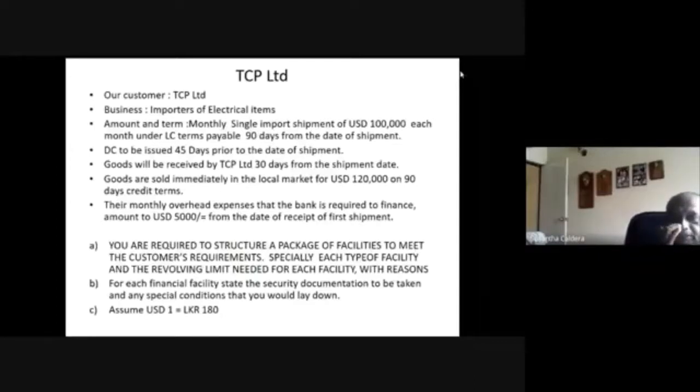Their monthly overhead expenses that the bank is required to finance amount to US dollars 5,000 from the date of receipt of the first shipment. You are required to structure a package of facilities to meet the customer's requirements, especially each type of facility and the revolving limit needed for each facility with reasons. Right? For each financial facility, state the security documentation to be taken and any special conditions that you would lay down. For the second one, that can also come in the exam. Right? Assume US dollars 1 is equal to LKR 180.